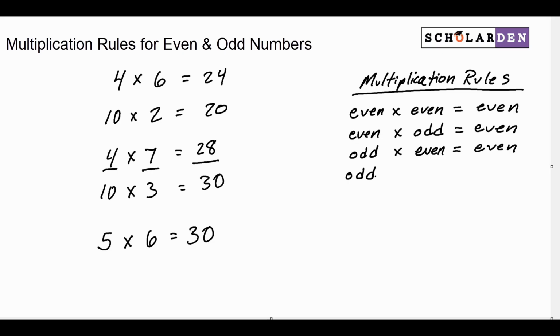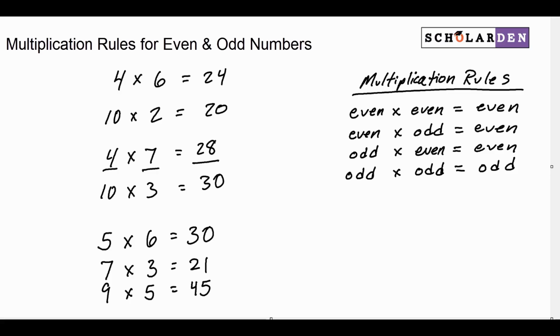All right, one more we haven't tried yet is odd times odd. Will we finally get an odd number? Let's see. Odd 7 times an odd 3 is an odd 21. Yes, and that pattern is going to continue. We'll just do one more here. We'll do a 9 times a 5. 9 times 5 is 45. That's also odd. So odd times odd is odd.